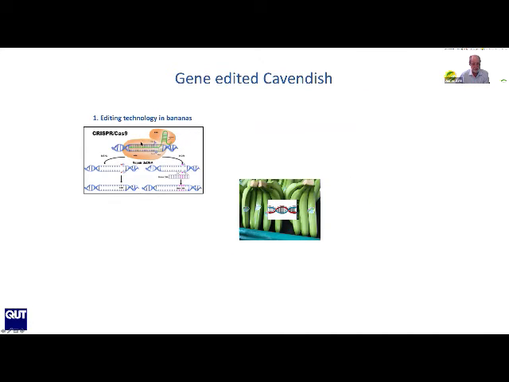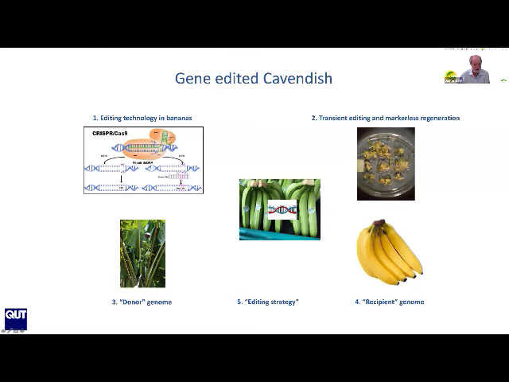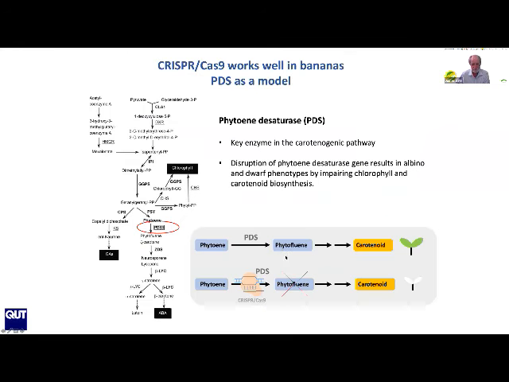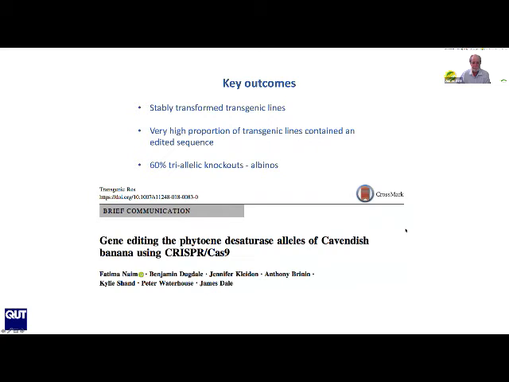There are a number of components. We need the technology. We're using CRISPR. We need the ability to edit with markerless regeneration, and that's where we use embryogenic cells, etc. We have to have an understanding of the genes, a donor genome and a recipient genome, in this case, Grand Nain, and then our editing strategy. We've demonstrated already that CRISPR works in bananas, and we published this, that when you knock out this particular gene, phytoene desaturase, you produce bananas that are albinos. And we've done that, and they're the little albino bananas there. So we know that CRISPR works very, very well in bananas, and we've published that already.